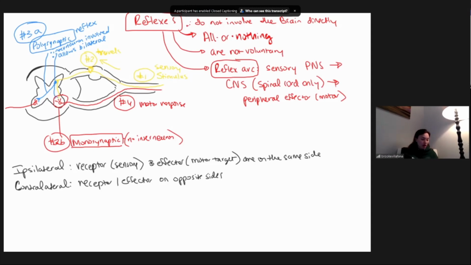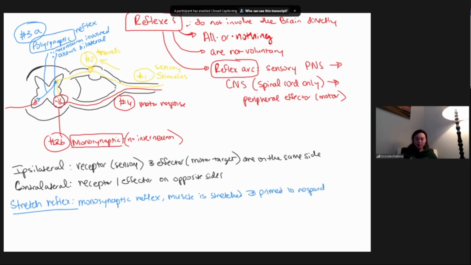And then finally, we talk about the stretch reflex. The stretch reflex is monosynaptic, and it's just referencing the fact of when you go to the doctor's office and they tap your knee with that little hammer. A stretch reflex is when our muscle is stretched and primed to respond. So basically, it's in a position where it's stretched out and it's primed to respond.